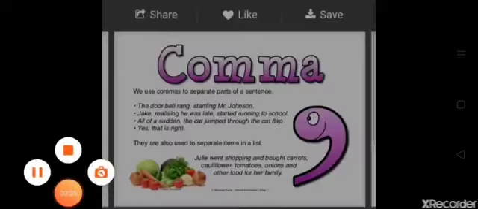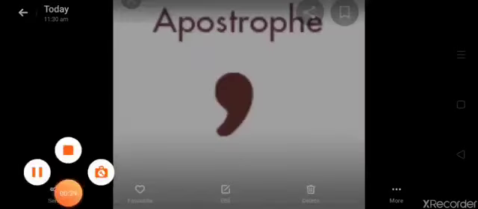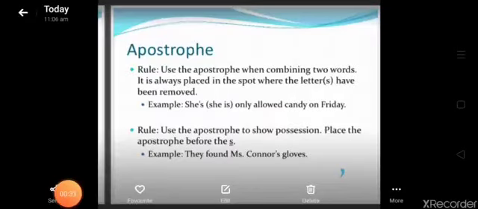We are going to study about the apostrophe. An apostrophe is a punctuation mark that primarily serves to indicate either grammatical possession or the contraction of two words. It can also sometimes be used to pluralize irregular nouns such as single letters, abbreviations, and single-digit numbers. In this image, you can see some rules of the apostrophe.